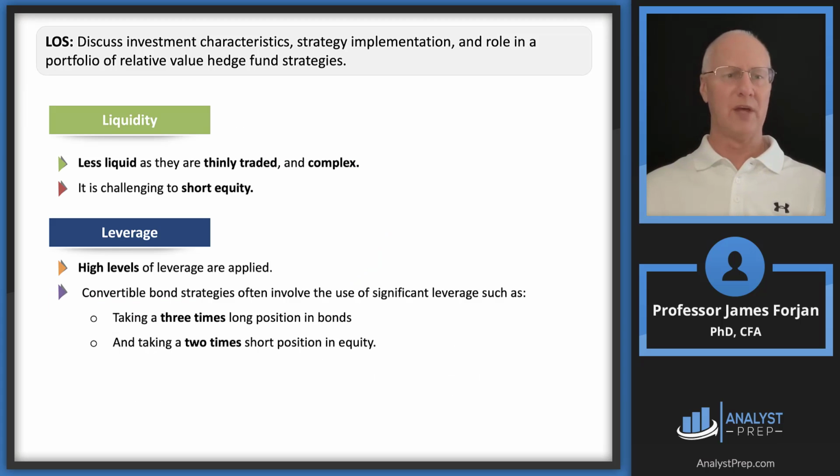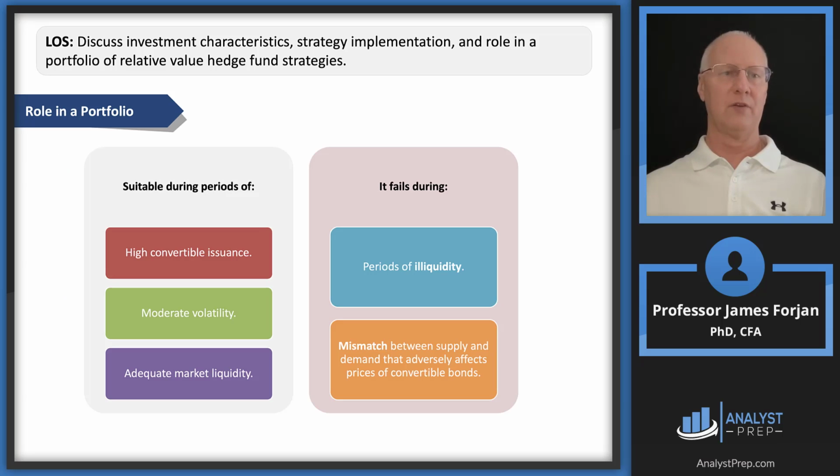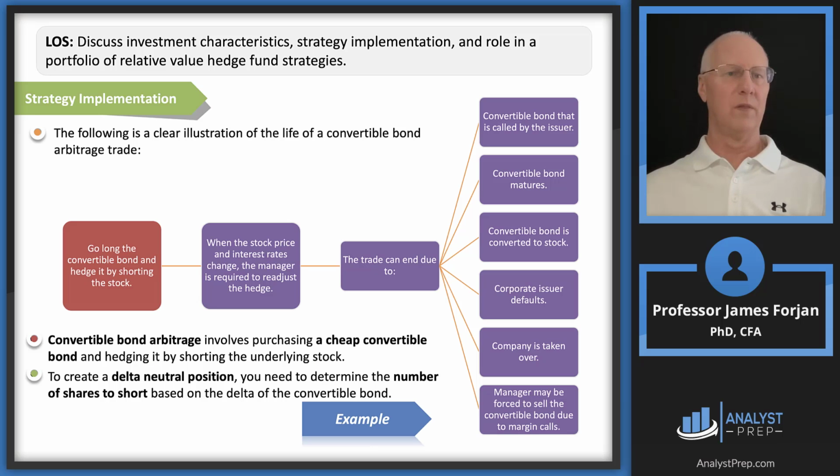Less liquid, of course, that makes sense. Leverage, high leverage here in this market, rolls in the portfolio. Suitable during periods of moderate volatility, adequate market liquidity. It's going to fail if there's a mismatch, and that bottom orange point is probably the important one there.